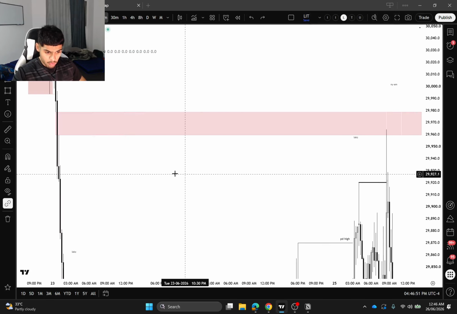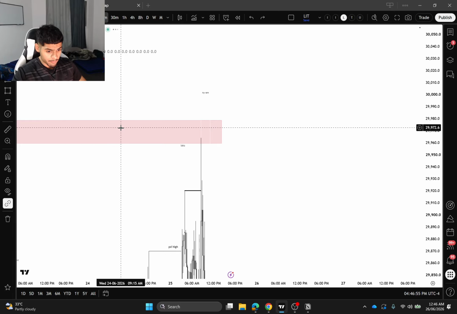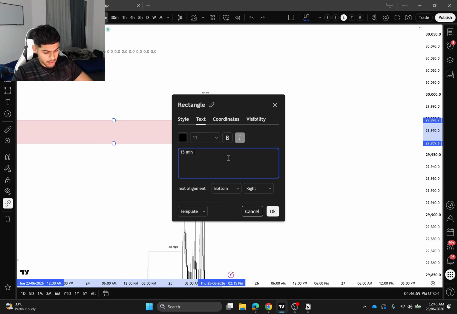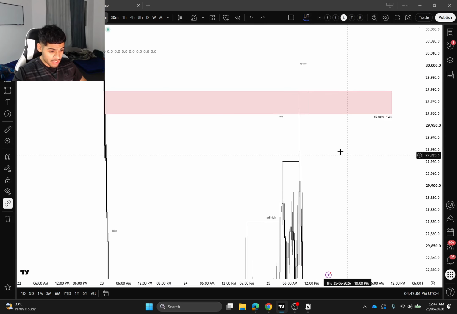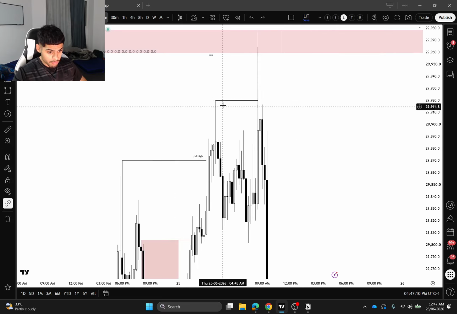Oh, not a coincidence, right? 15-minute fair value gap, negative fair value gap, right? 15-minute negative fair value gap, 15-minute FVG. You can say it's an imbalance, right? We tap into the imbalance and we reject from this prior sweep of the previous day high.